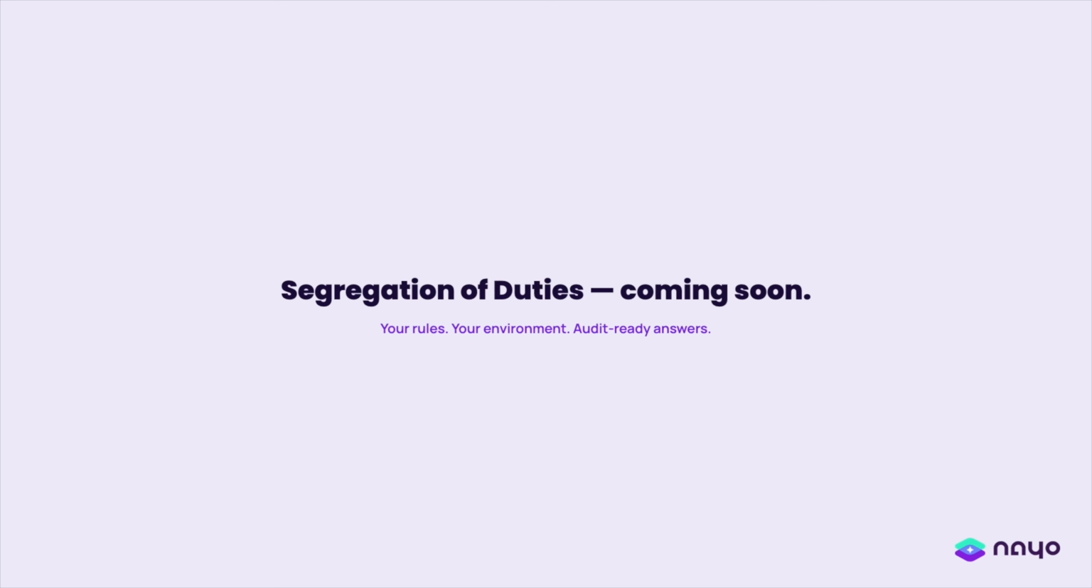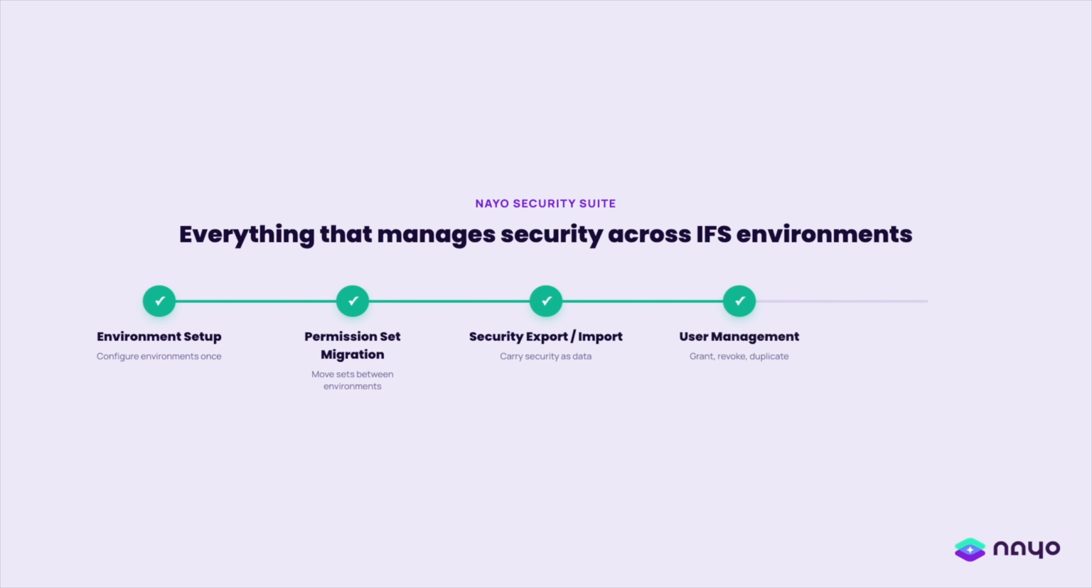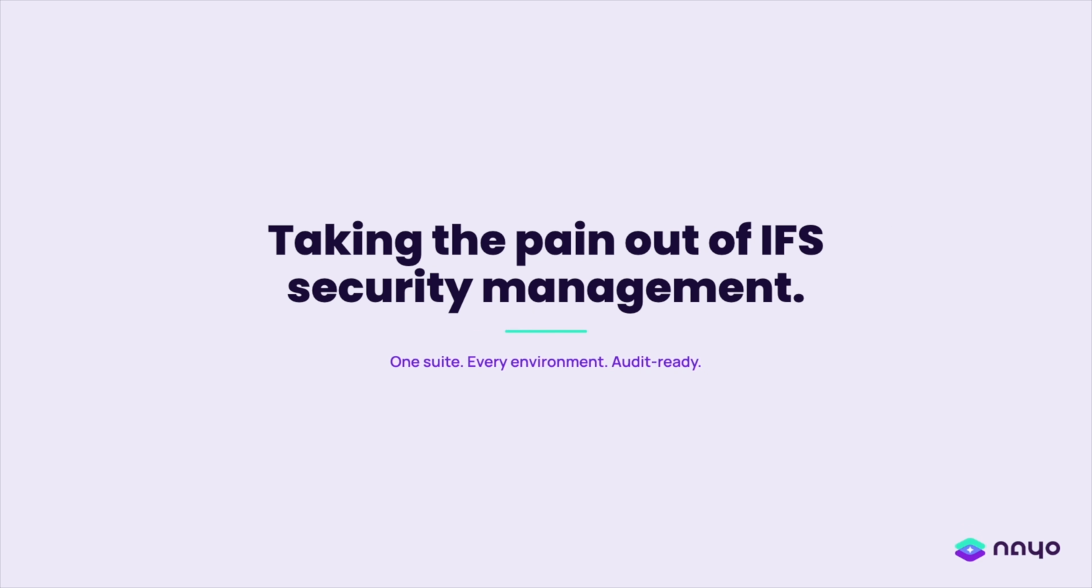The result is a clear view of where segregation of duty violations exist, so you can resolve them before they become audit findings. That's Nayo Security Suite. From environment setup, to permission set migration, to security export-import, to user management, with segregation of duties on the way. All designed to take the pain out of managing security across IFS environments.